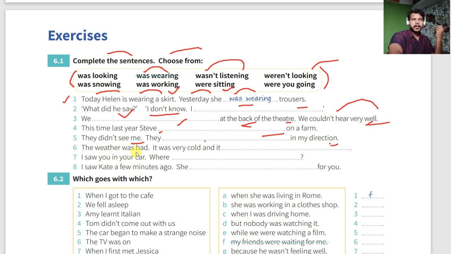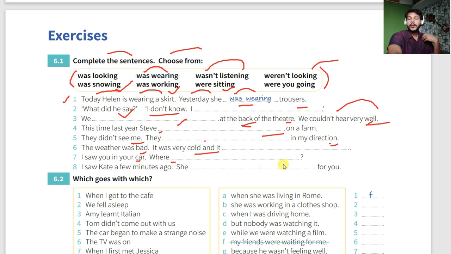The weather was bad. It was very cold and it was snowing. The weather was bad, one fact. It was very cold, one fact. Now we want to talk about something going on, so it was snowing. I saw you in the car. This is past indefinite, a one time action.